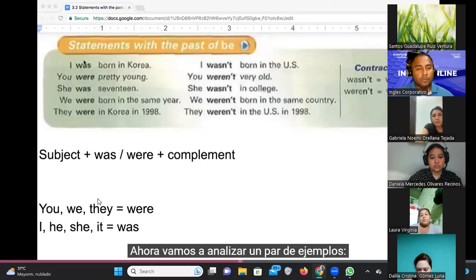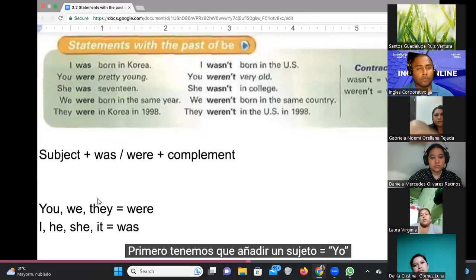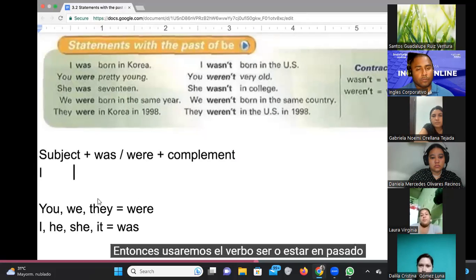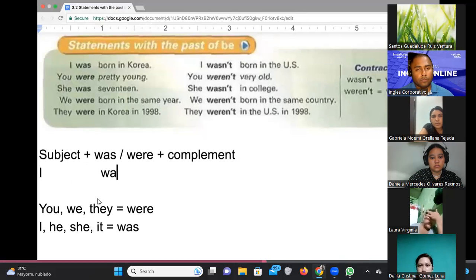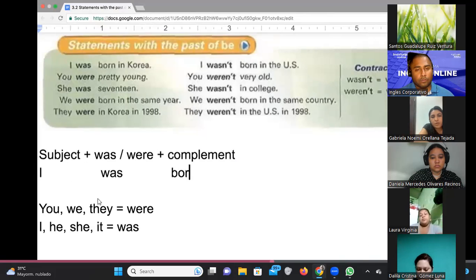Now let's analyze a couple of examples. I was born in Korea. First, we need to add a subject, I. Then we will use the verb to be in the past, was. Finally, we will include a complement, born in Korea.